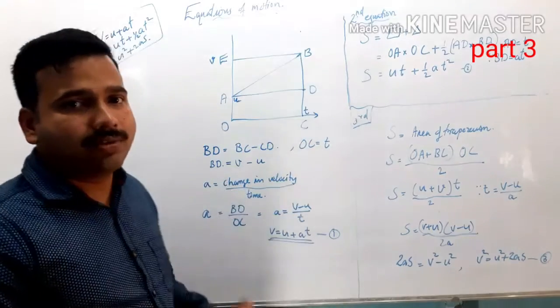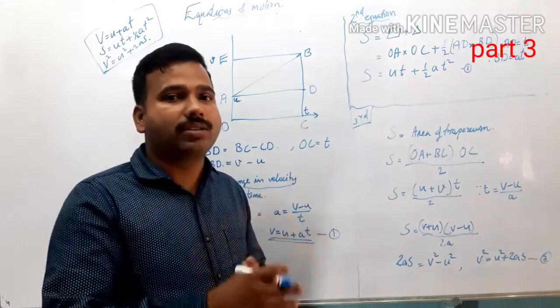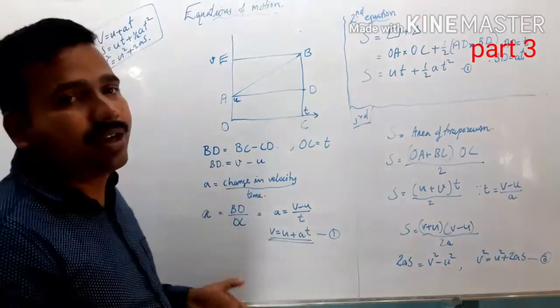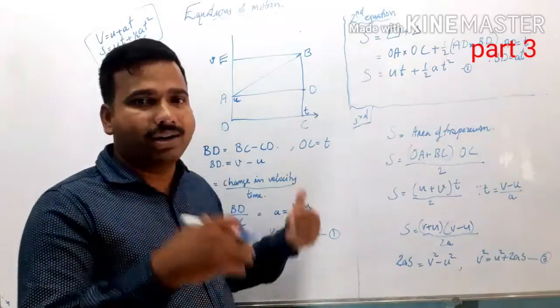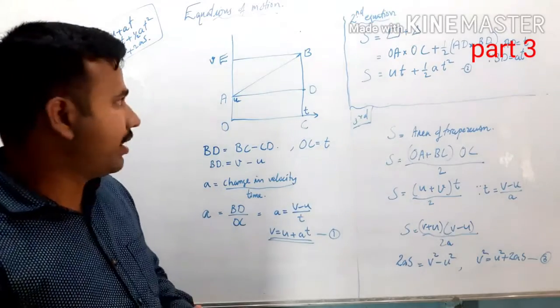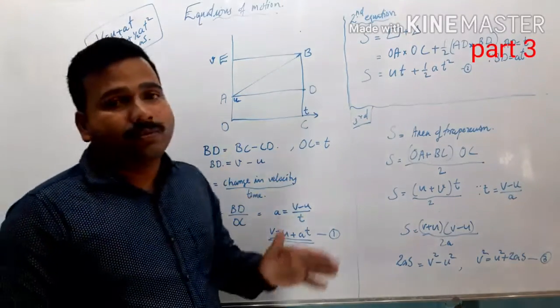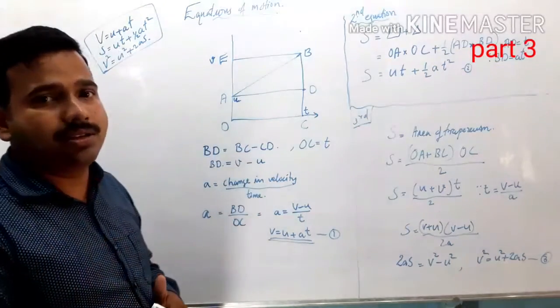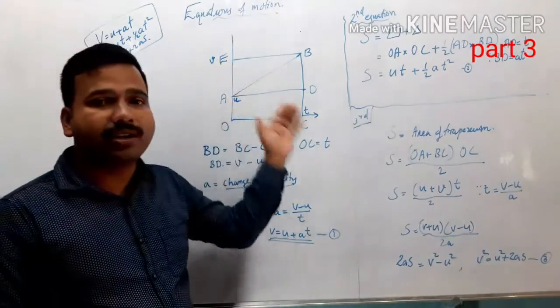So in today's video we are going to see how these equations can be derived from the graph. I am explaining it in short, so if you have any doubt, you can watch this video again. Okay, so these are the three equations. How can we derive these three equations from a graph?